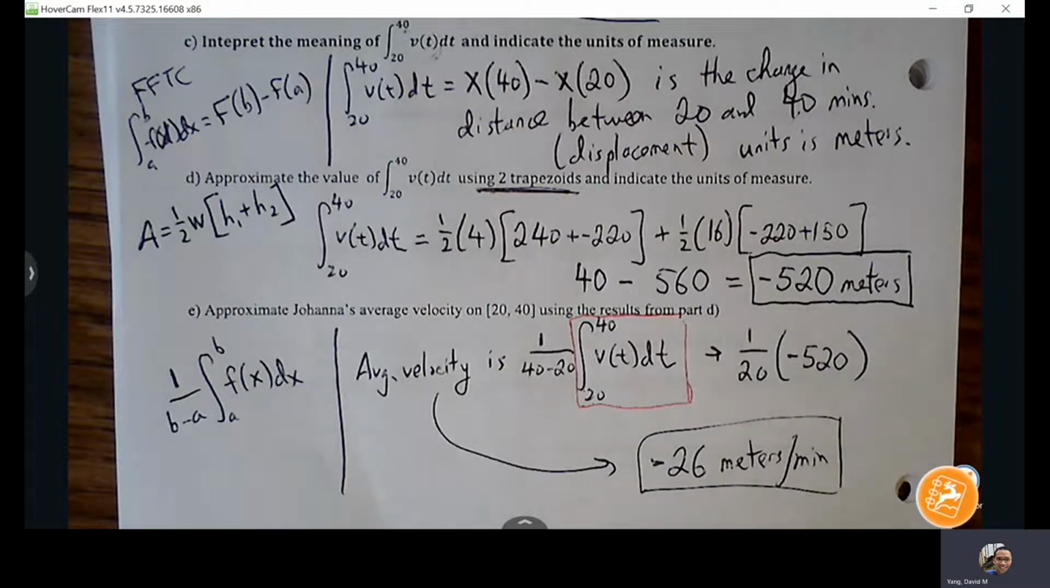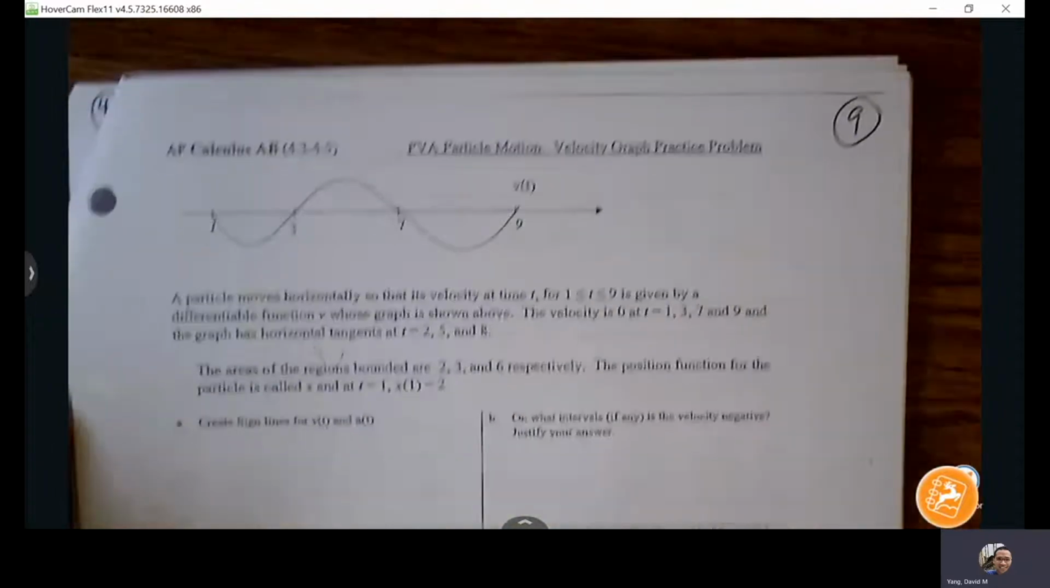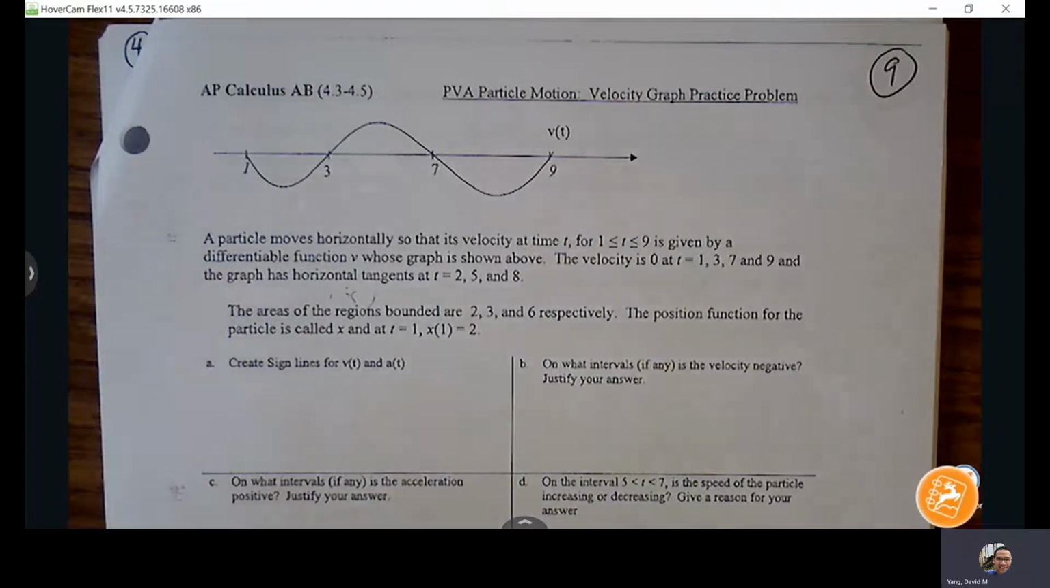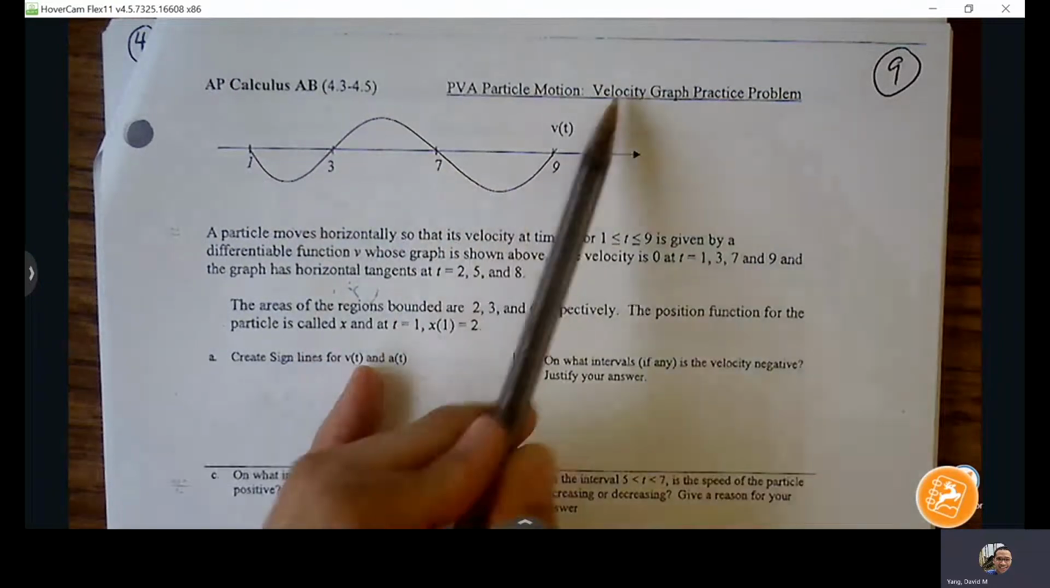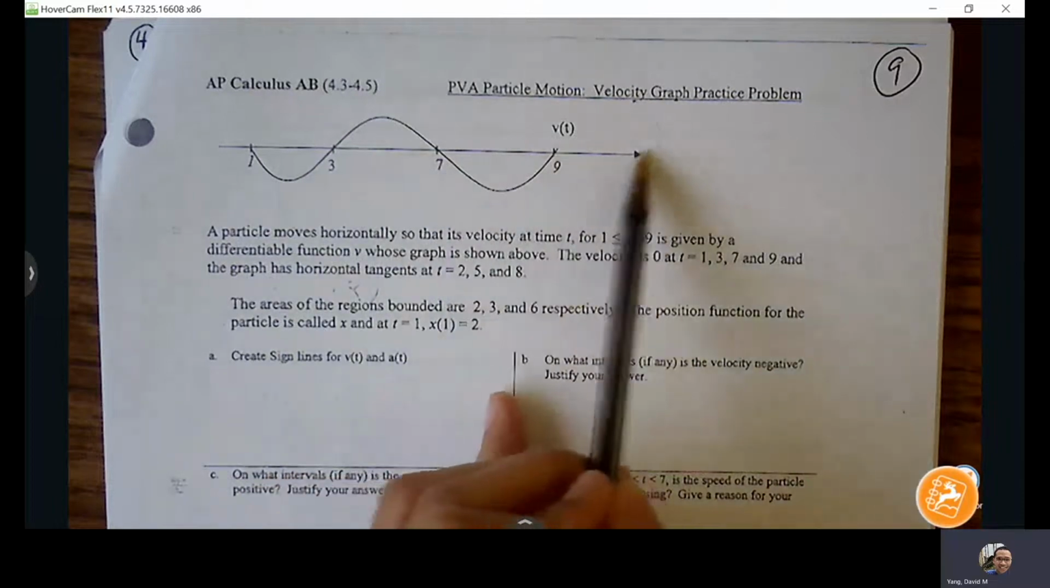All right, let's go to page 9 and let's do a particle motion problem just to kind of talk about some of the features of one. Okay, a particle moves horizontally so that its velocity is given by this function above. So this is the velocity function. Anything above is positive velocity. Anything below is negative velocity. Anything on the x-axis is a velocity of 0.